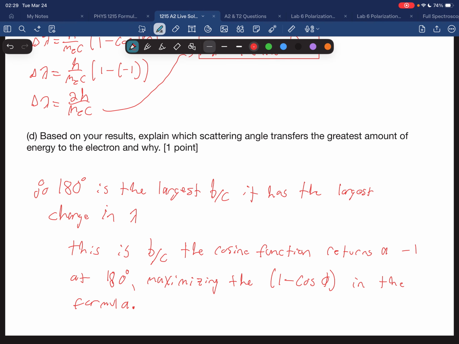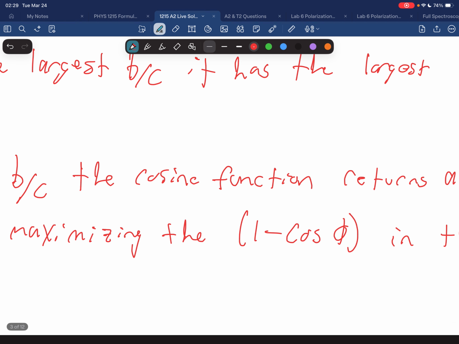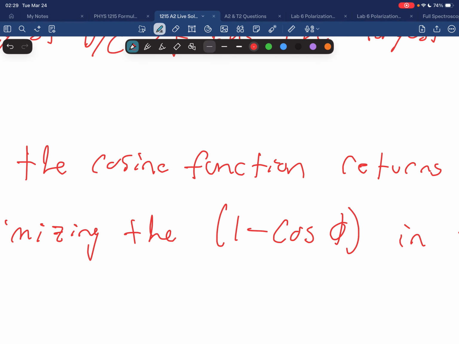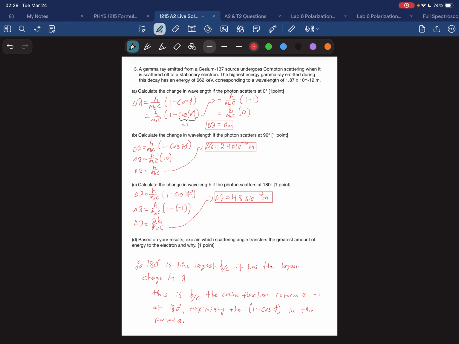There is no other larger number that you could possibly get using the cosine function. Clearly, 1 minus the cosine function will only grow overall if the cosine of phi is negative. So 1 minus a negative number will give you a number larger than 1. And the largest negative number that cosine can give you is negative 1. So this entire bracket, the largest number that it can ever be equal to is just 2. And that is exactly what we get at 180 degrees. So it's the largest. So that was question 3.